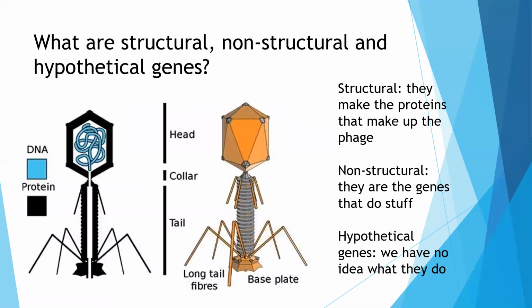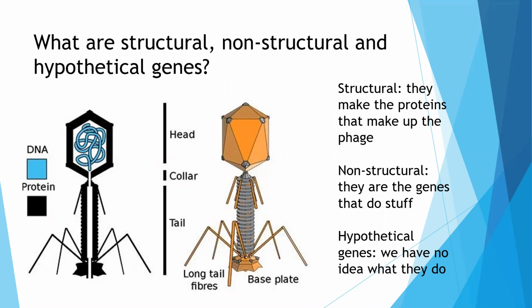So I ended up taking all this information and boiling it down. I condensed it all, and I took all the different genes and put them into 3 categories: structural genes, non-structural genes, and hypothetical genes. A structural gene makes the protein for the phage. They are the building blocks for the entire phage. Whereas the non-structural genes, they do the stuff. As Dr. Amaya says, they're the verbs. They do the jumping, that kind of stuff. Whereas the hypothetical genes, we have absolutely no idea what they do.